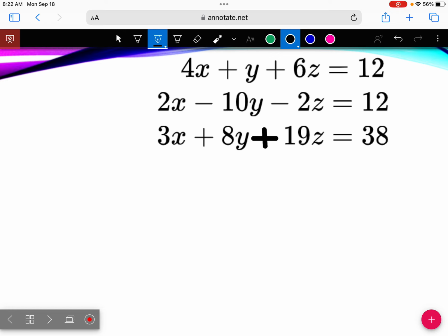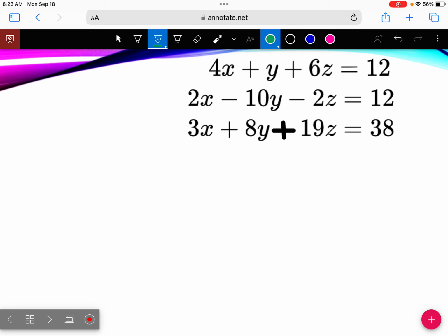So 4x plus y plus 6z equals 12. 2x minus 10y minus 2z equals 12. And 3x plus 8y plus 19z equals 38. Because right now it's really obnoxious to talk about them without having to read out the whole equation, I'm going to give them names. I'm going to call this guy A, this one B, and this one C, just so that we can talk about them without having to say the one with the 4x, the one with the 2x.